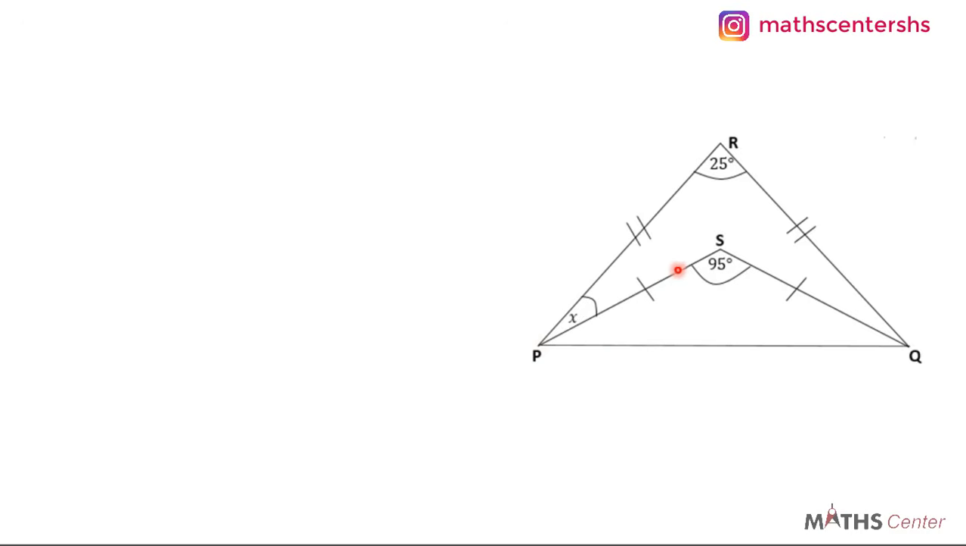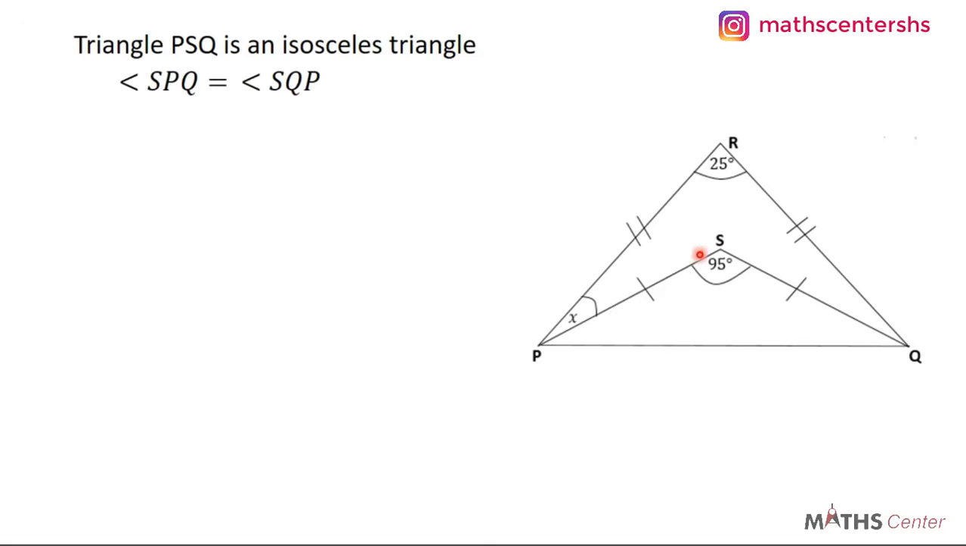So triangle PSQ is an isosceles triangle. You see that there is this line here and this line here, showing that this side and this side are the same. So it means the angle that will be formed here and the angle that will be formed here will be equal. So we can say that angle SPQ and angle SQP are equal. So if here is A, here is going to be A.